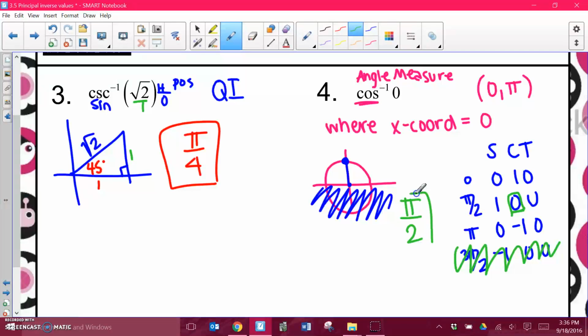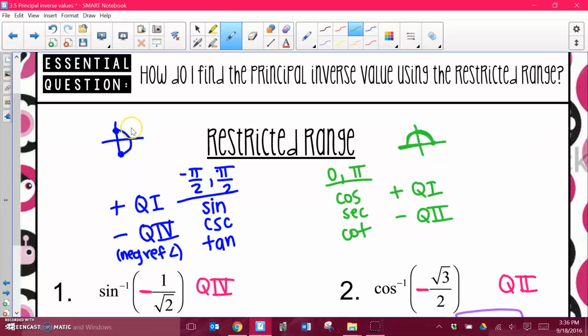So again, the big difference about principal inverse values is you only have 1 value that you're going to find, not 2, only 1, and that you've got to stay within that restricted range that we saw on the parent functions yesterday. So you've got to remember where all of your angles go. So on, well, my mouse is being silly. So on here, knowing that sine, cosecant, tangent fall between negative pi over 2 up to pi over 2, and that cosine, secant, and cotangent fall between 0 and pi. And that's all I've got.